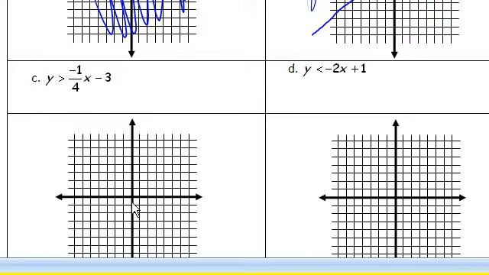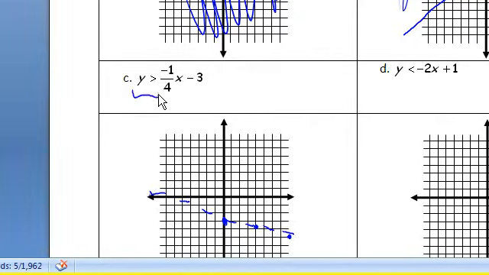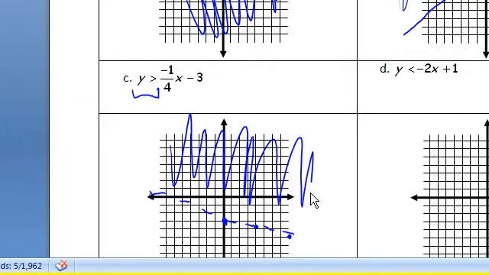So we find a y-intercept of -3. And our slope is negative 1/4. So down 1 over 4. 1, 2, 3, 4. Okay, and so there's our line. Looks something like that. Oh, I'm sorry. Dotted line. And we shade above it because this says y is greater than.